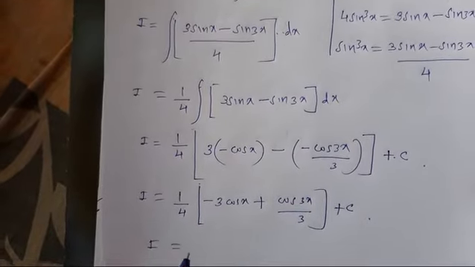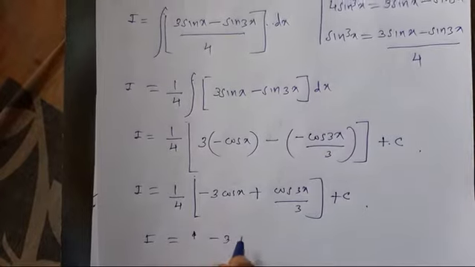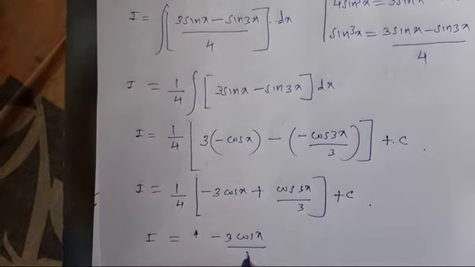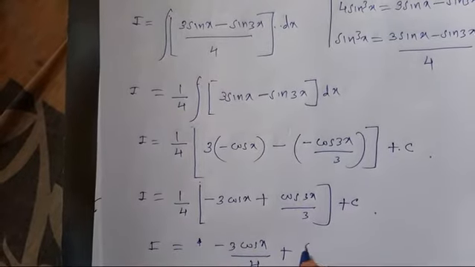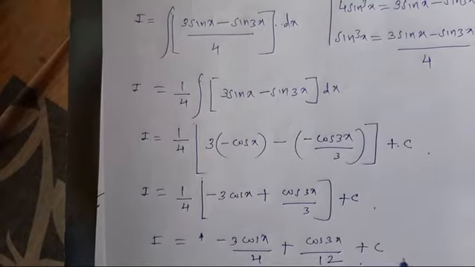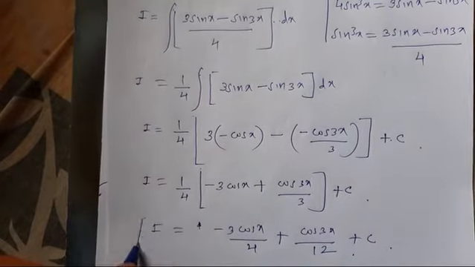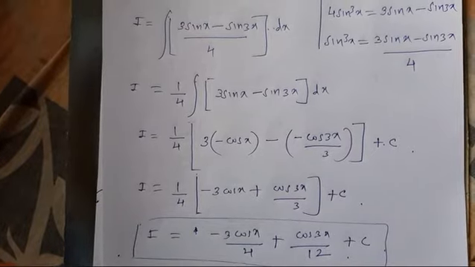So finally I is equal to minus 3 cos x upon 4. I will multiply the 1 upon 4 to both the terms, plus cos 3x upon 12, plus c. So this is the required answer. I will take one more example.